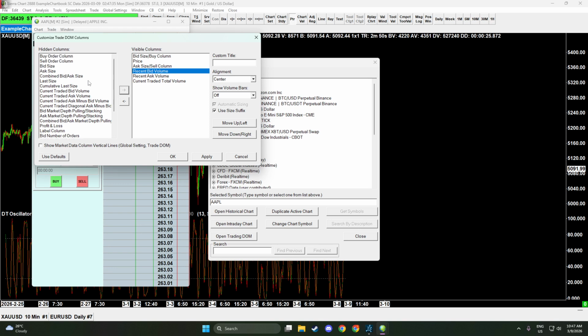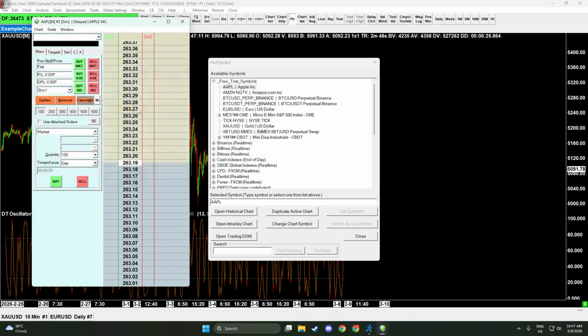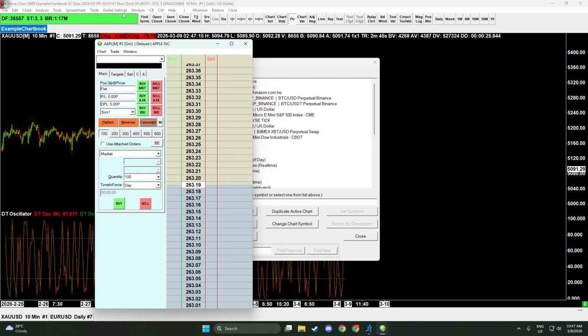Before you trade live, turn on simulation to practice safely. In the Trade menu, click Trade Simulation Mode On. You'll know it's active when you see Sim in the title bar.